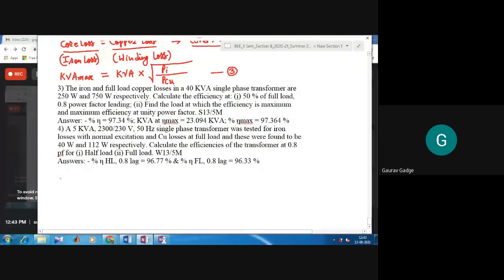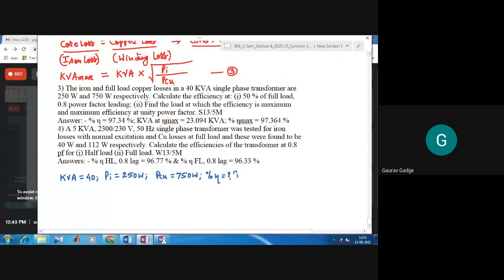So the iron and full load copper losses in a 40 kVA transformer. What is given? Kilovolt ampere, how much? 40. Iron loss Pi is 250 watt. Copper loss is 750 watt. Calculate the efficiency, so percentage efficiency?